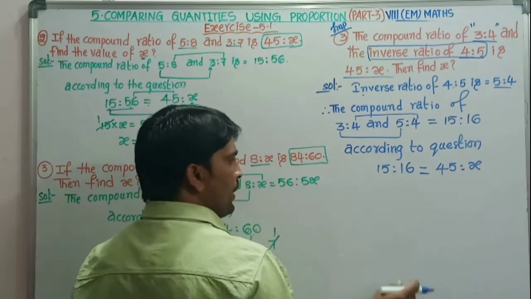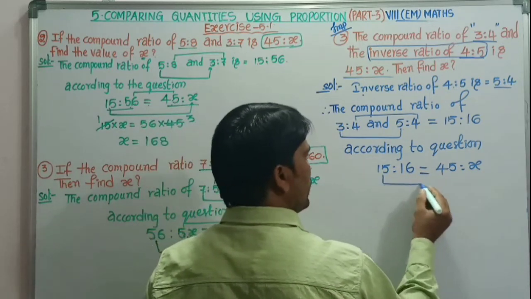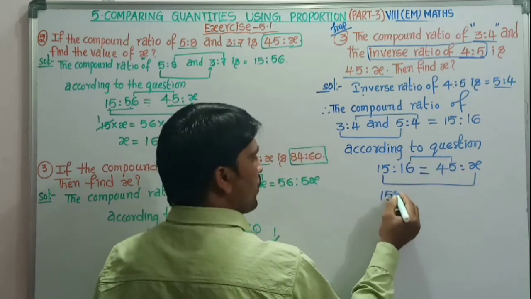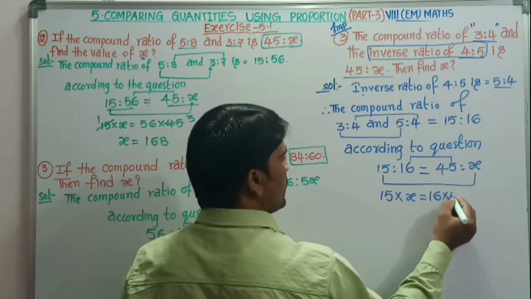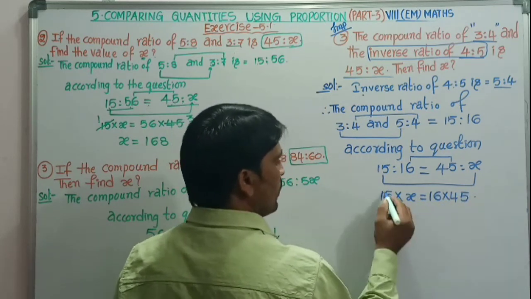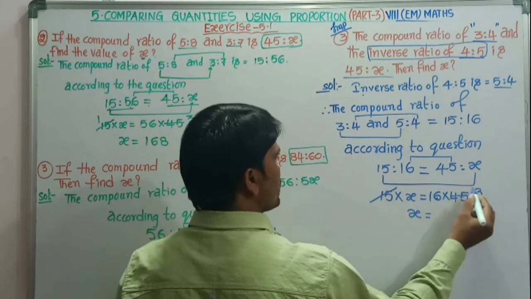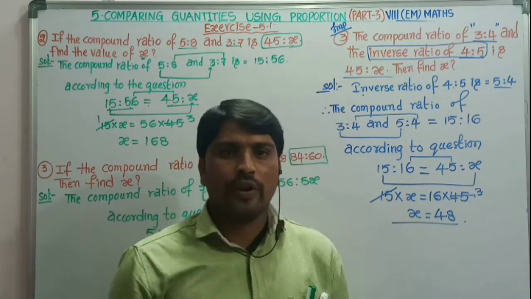45:x. That means equality of two ratios. Therefore, we know that the product of extremes equals the product of means. Product of extremes, that is 15 into x, equals product of means, 16 into 45. 15 ones, 15 threes. x equals 16 threes are 48. Okay.